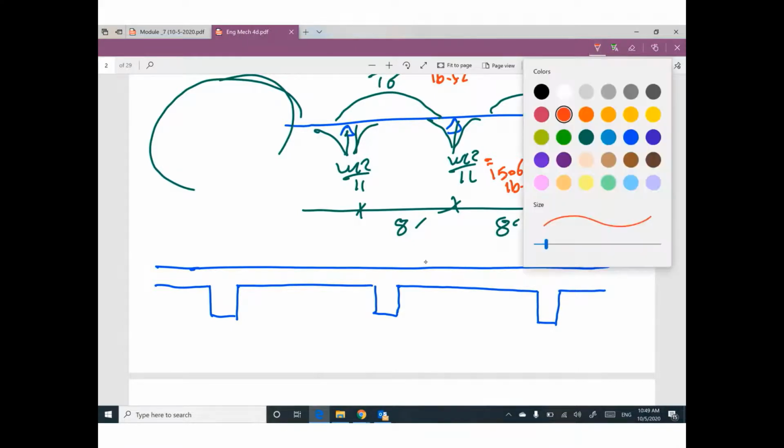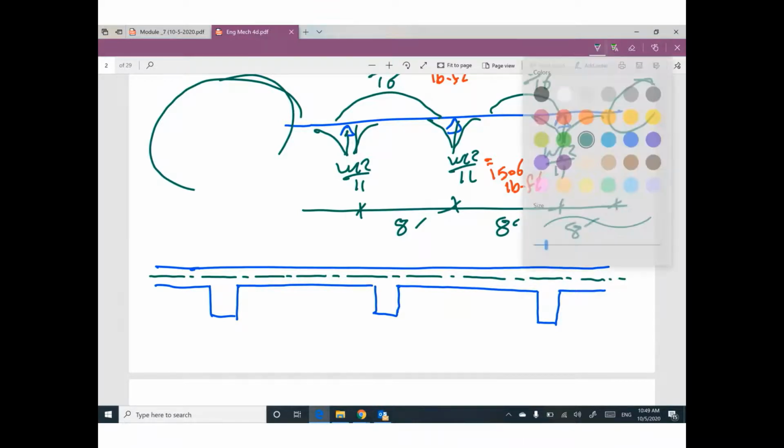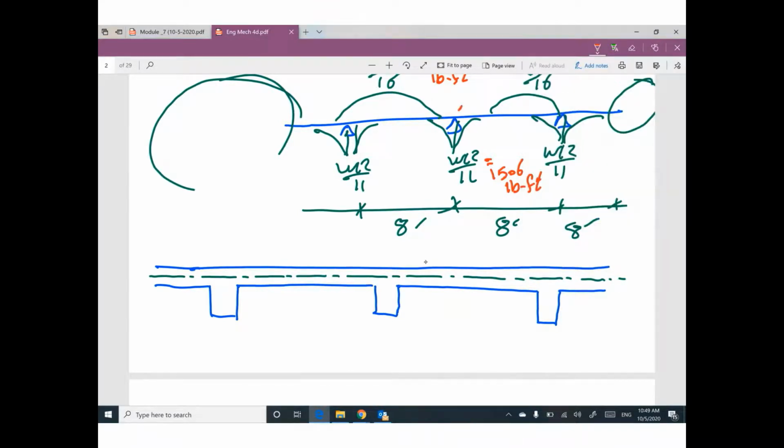Here is the center line of the slab. Between this support and this support, your bending moment at the top, so compression at the top, tension at the bottom. So we can expect steel reinforcement here at the bottom.